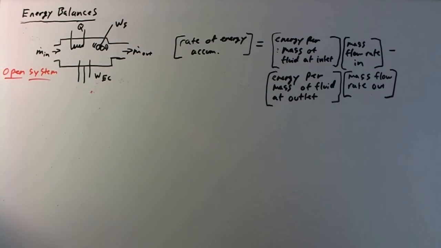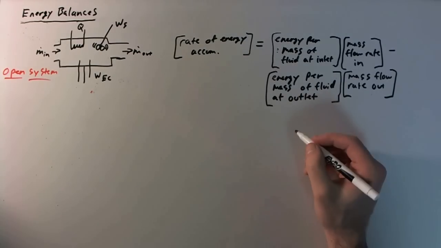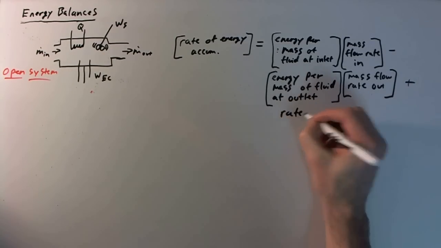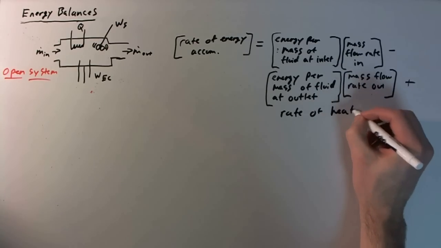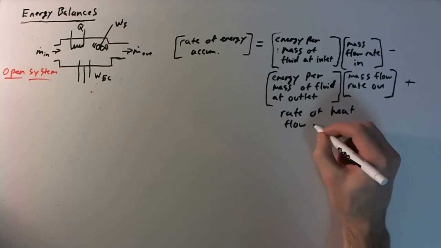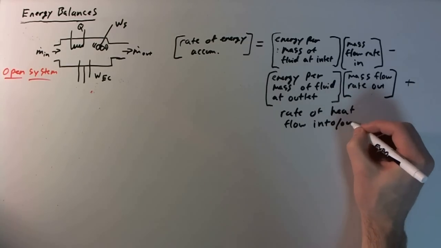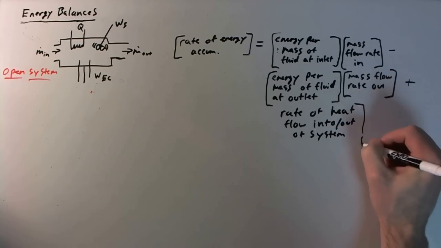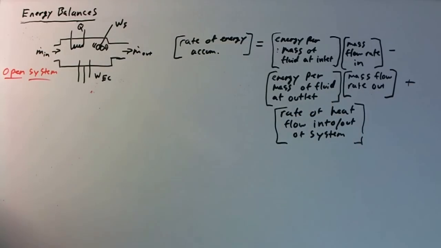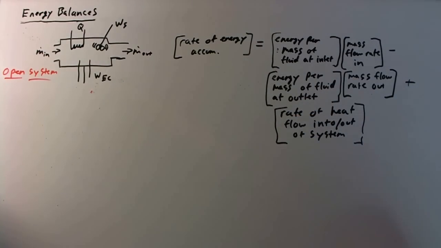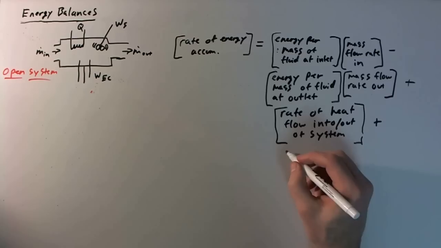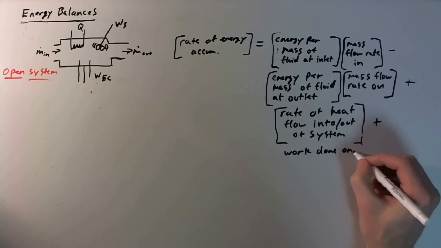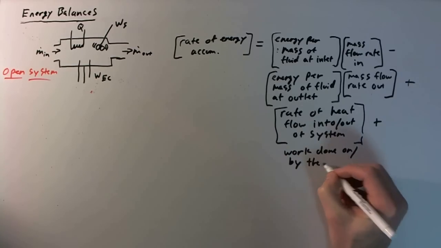Now we consider everything else. So we have the rate of heat flow into the system, right? So this is plus the rate of heat flow into or out of the system, right? And then also we have to consider the work, right? So plus the work done on or by the system.